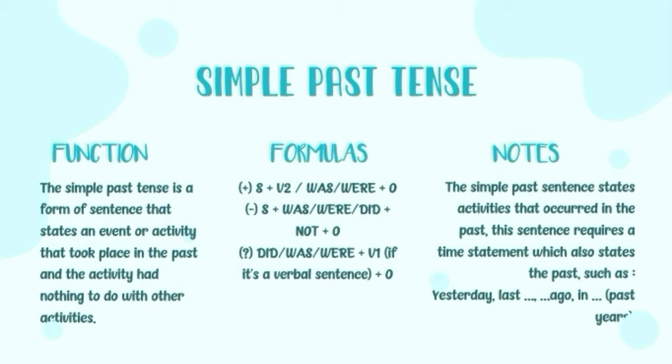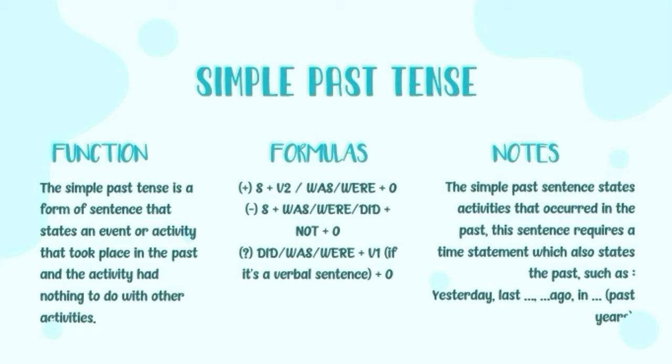Simple past tense. The function of simple past tense is a form of sentence that states an event or activity that took place in the past and the activity had nothing to do with other activities. The formula for the positive form is subject plus verb 2 or was or were plus object. And the negative form is subject plus was or were or did plus not plus object.